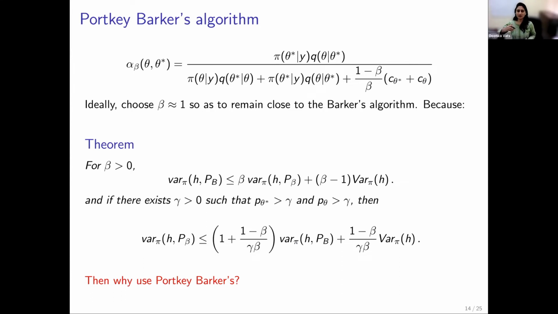But the question, though, is this just tells us that we are always going to be a little less efficient than Barker's algorithm. So why use Portkey at all if we're always going to be a little less efficient? The reason is that even though statistically we'll be less efficient, our Bernoulli factory is going to be far more efficient. And so we actually arrive at a very efficient Bernoulli factory for this.